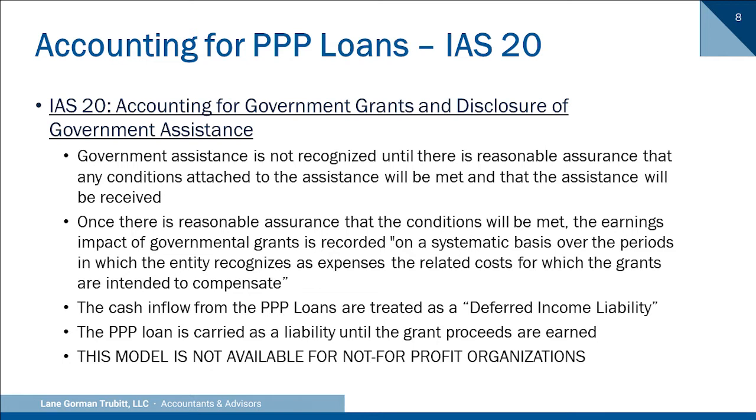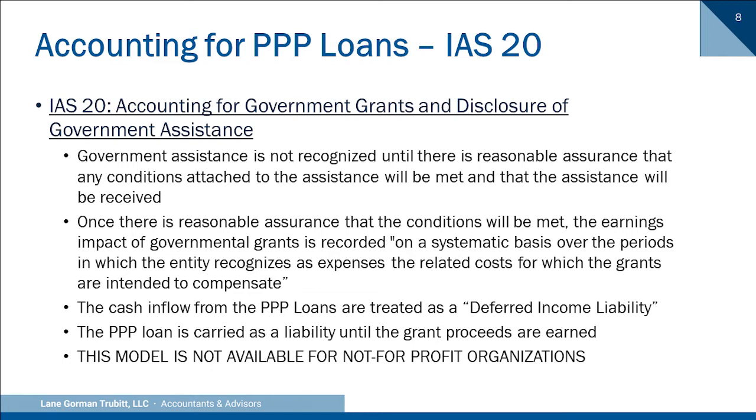Once there is reasonable assurance that the conditions will be met, the earnings impact of the government grants is recorded on a systematic basis over the periods in which the entity recognizes as expenses the related costs for which the grants are intended to compensate, for example, payroll costs. In other words, income is recognized over the period ultimate forgiveness is earned, which is the period in which the entity recognizes the related costs.